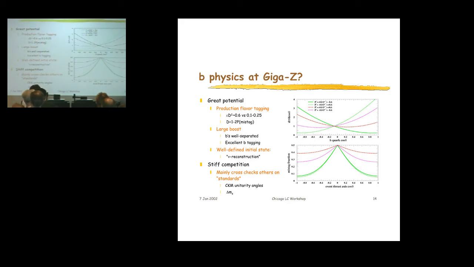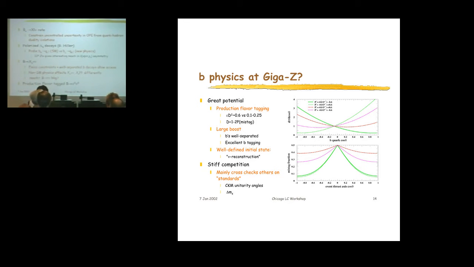However, you do have stiff competition from the B factories, from LHCb, from BTeV, and if you just look at these standards, such as sin 2 beta, sin 2 alpha, you really are just doing cross-checks of some of the other measurements. For example, with sin 2 beta and sin 2 alpha, you'd essentially get within about a factor of 2 of the uncertainty of the hadronic machines.